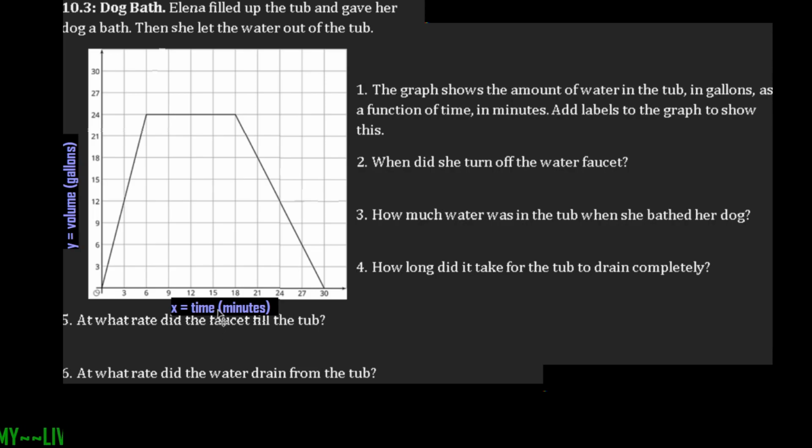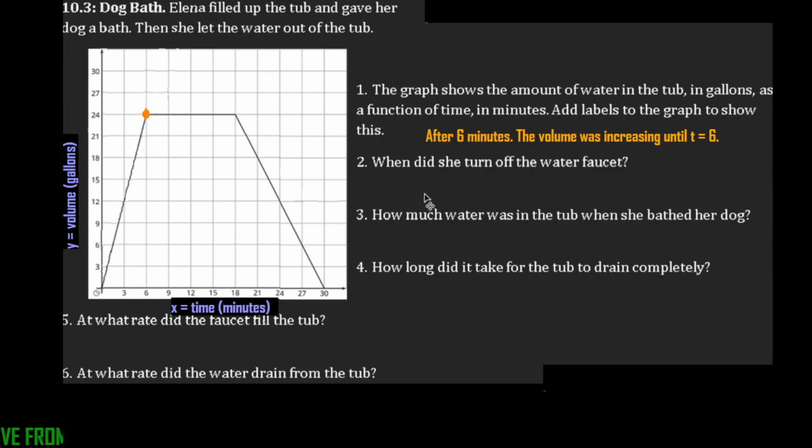So we label our axes, and then it says for the next part, when did she turn off the faucet? Well, if we look from left to right, notice how it's gaining water, gaining water, gaining water, and then it stops right here at this point. So we're going to say that after 6 minutes, the volume was increasing until t equals 6. Meaning on our x-axis it stopped, because it didn't change after that. So that's kind of like the tub filled up, and then this is when she washed.